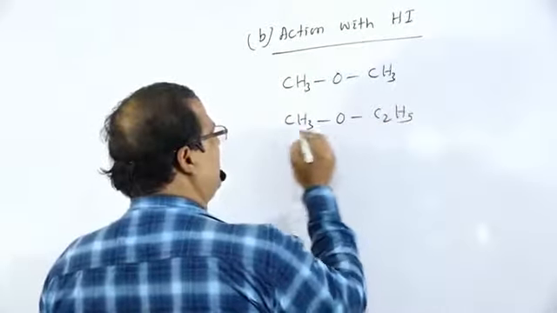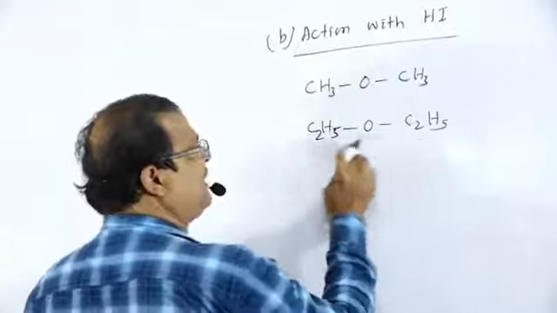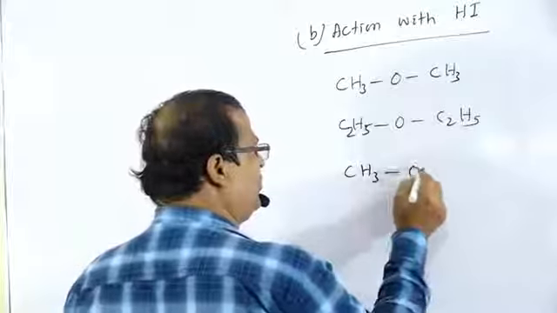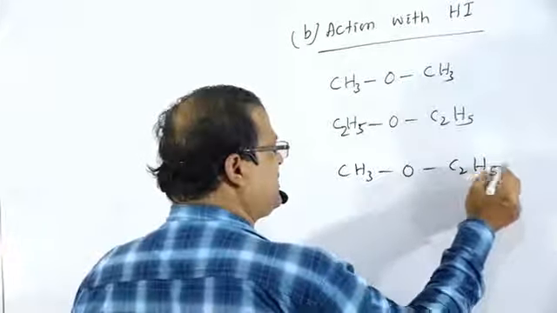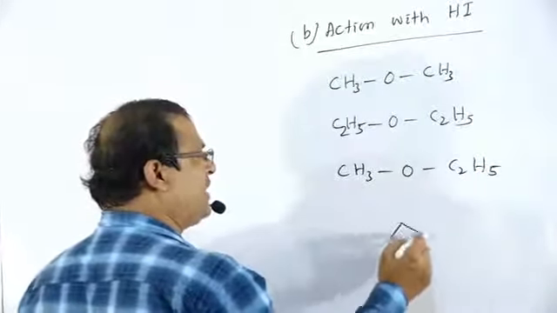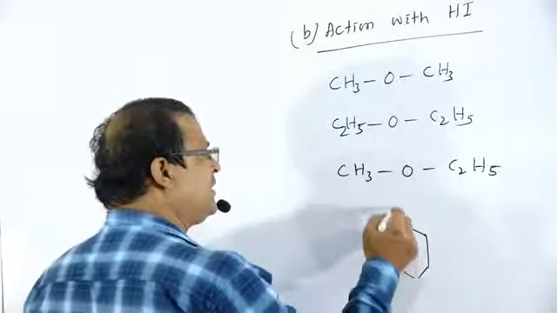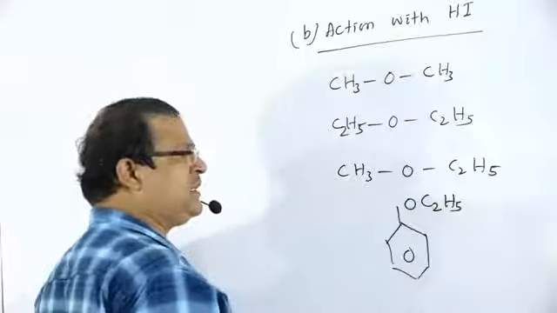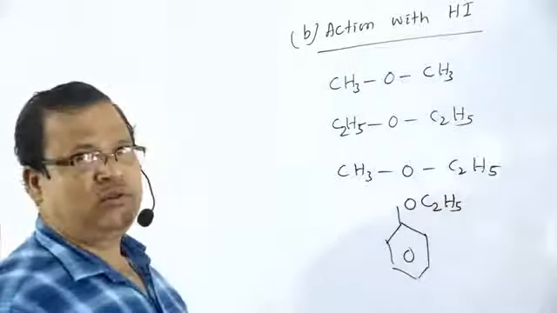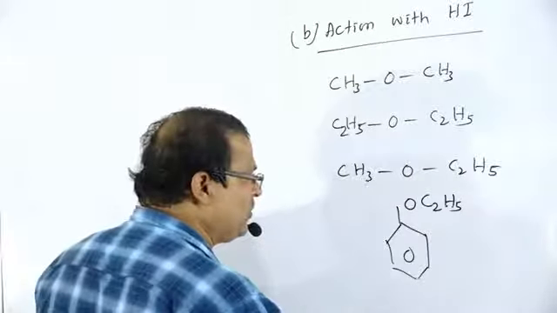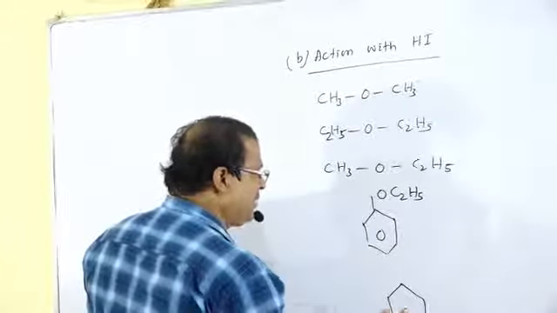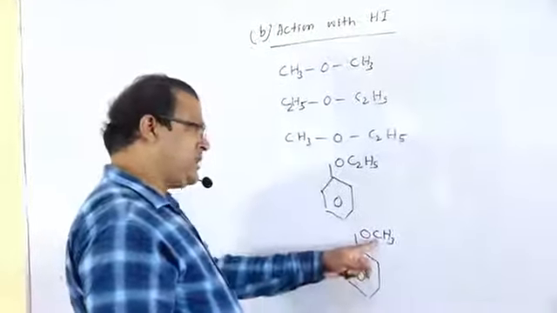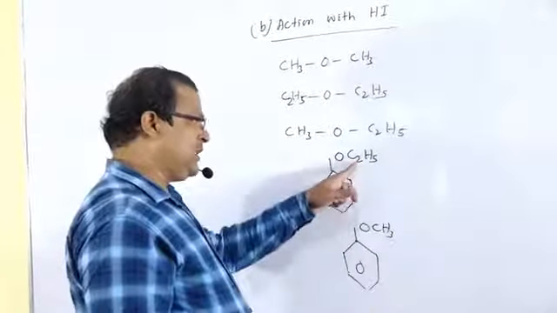CH3OC2H5, or we can take C2H5OC2H5, that is also a symmetrical ether. We can take CH3OC2H5, that is an unsymmetrical ether. Or you can take benzene attached with OC2H5, that is ethoxybenzene, phenetole. Or you can take anisole, benzene that contains OCH3, that is methoxybenzene.